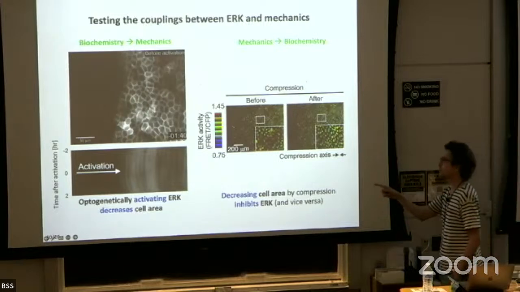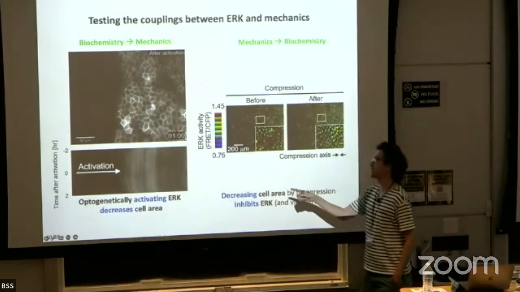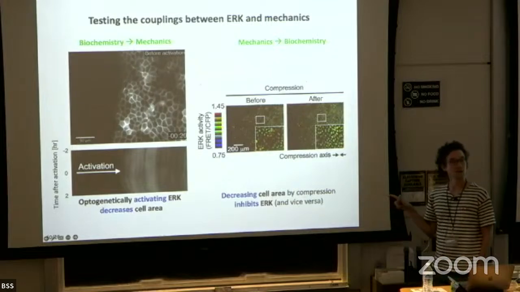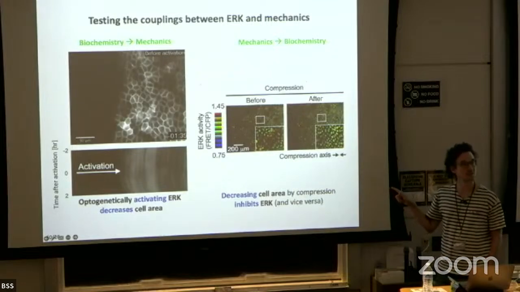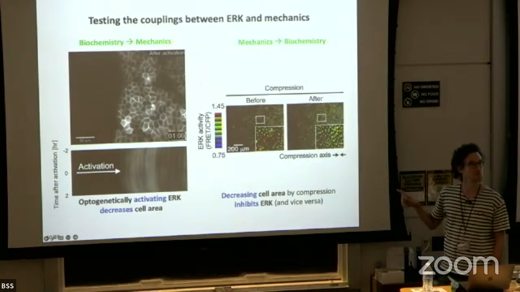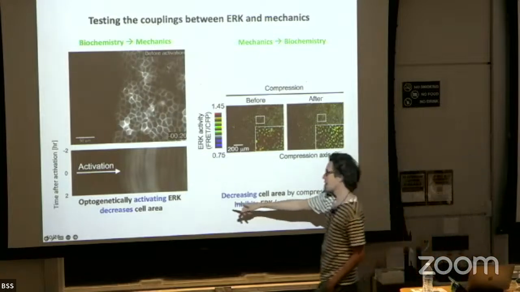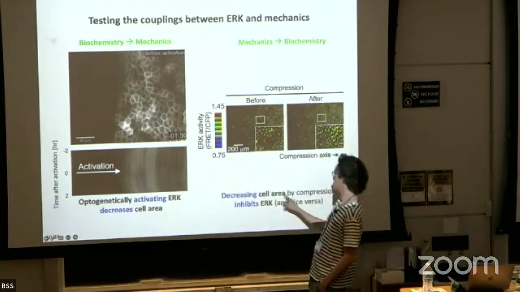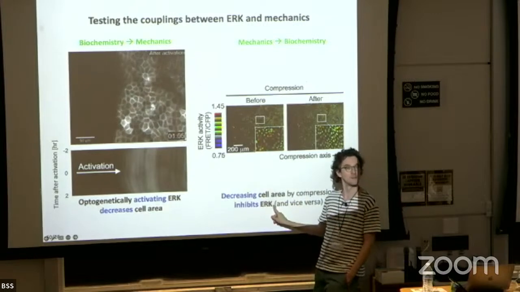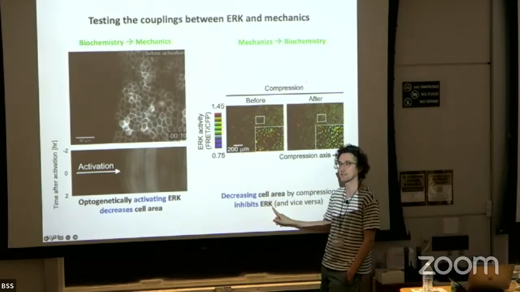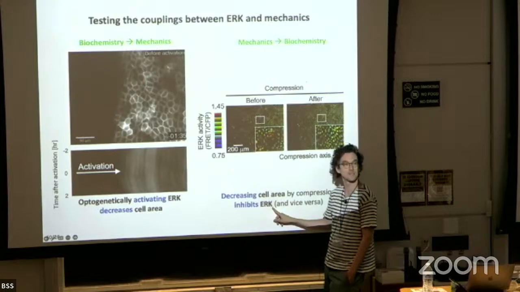Not only does it validate the side of the coupling, but even without a model, you might see already why there's an oscillation, right? Because that's classical activator-inhibitor dynamics, right? If you activate ERK, you decrease cell area, but if you decrease cell area, you inhibit ERK, right? So that's the absolute simplest way you can get oscillations in dynamical systems, right?